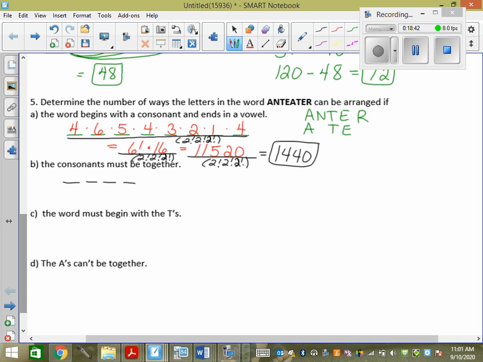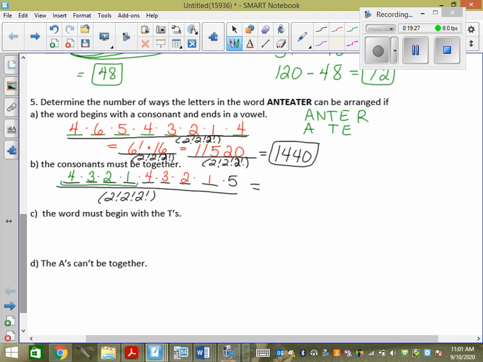1, 2, 3, 4, 5, 6, 7, 8. Line. 2 factorial, 2 factorial, 2 factorial, which is 8. How many consonants are there? 4. So I'm going to go, I have 4 options for here, 3 options for here, 2 options for here, 1 for here. Then I have 4 blanks left, and I have 4 letters left. That's perfect. 4, 3, 2, 1. And then am I done? No, I have to multiply by 5 because it doesn't say together at the front. It says together. So I have to multiply by 5.